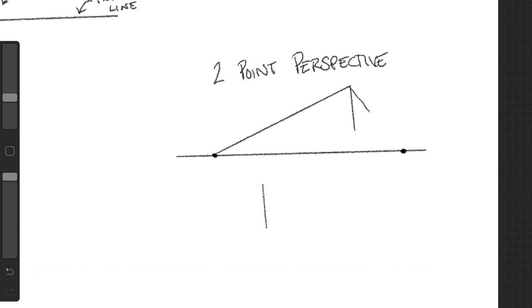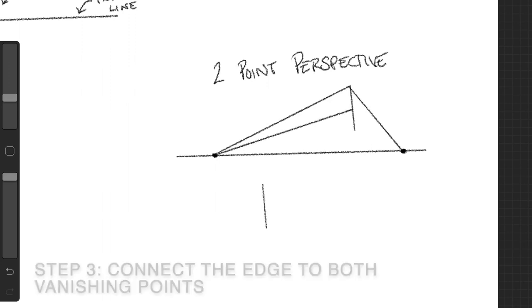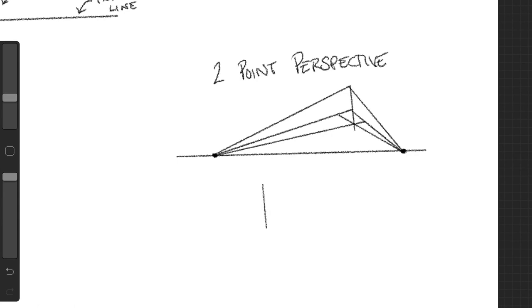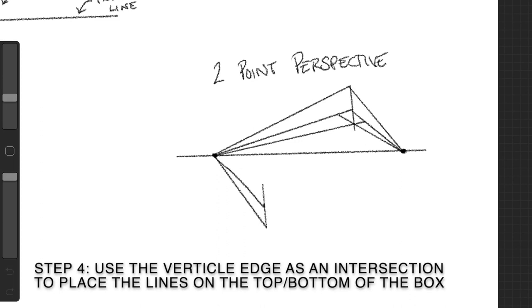So I made that front edge slightly larger than the actual shape that I want to create, and you'll see why in a moment. And I'm just going to use my 2 vanishing points to connect to the top and bottom of that front edge. And I'm also going to be creating the bottom of my shape. So you can see that's why I left that front edge a little bit longer, so that I can use that intersection to mark out where the rear edge will be and make those top lines accurate.